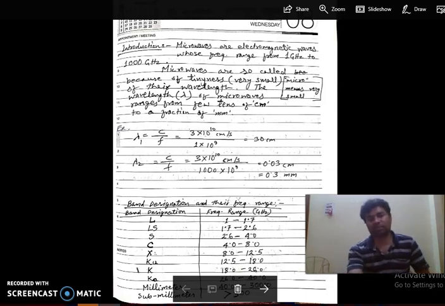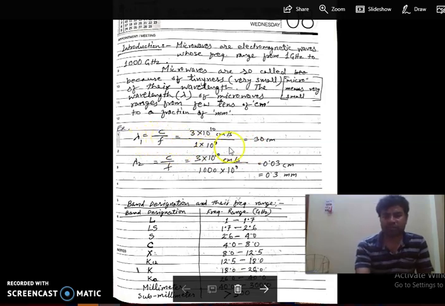Here one example is given. When the frequency is a minimum, that is 1 GHz, then the wavelength is nearly 30 centimeters, and for a frequency of 1000 GHz, the wavelength is 0.3 millimeter. Band designation and their frequency ranges.